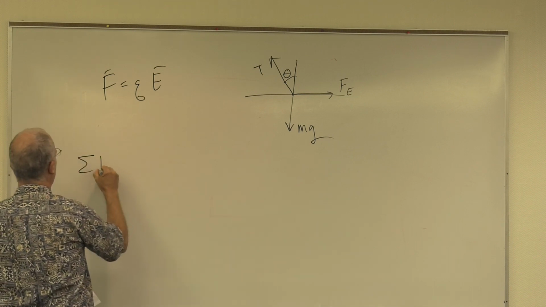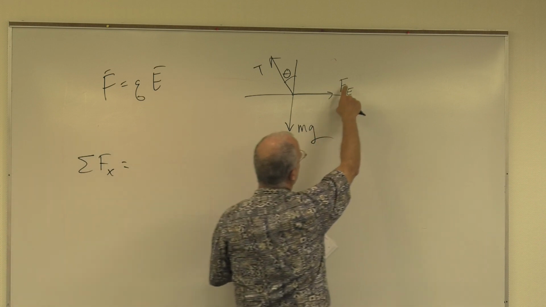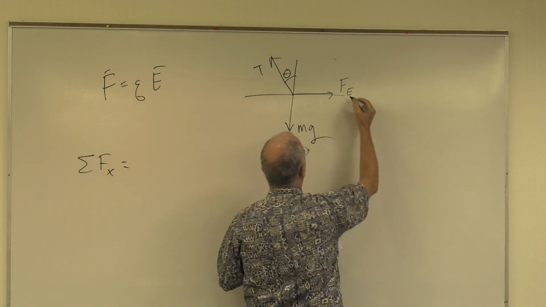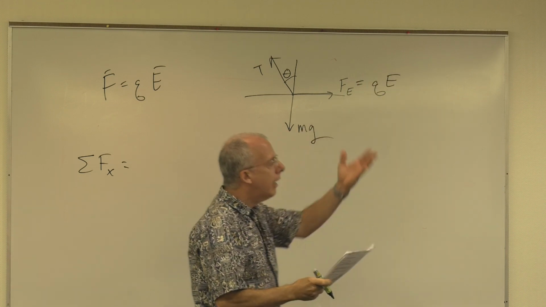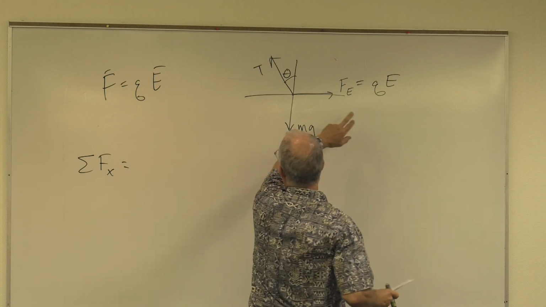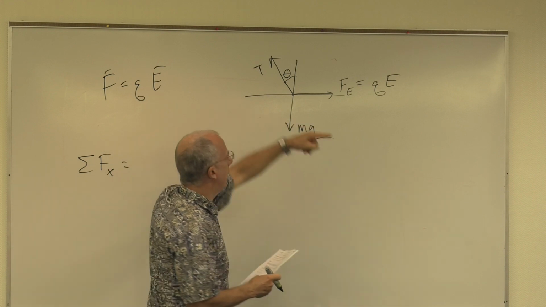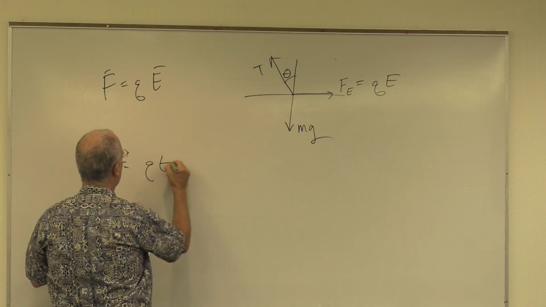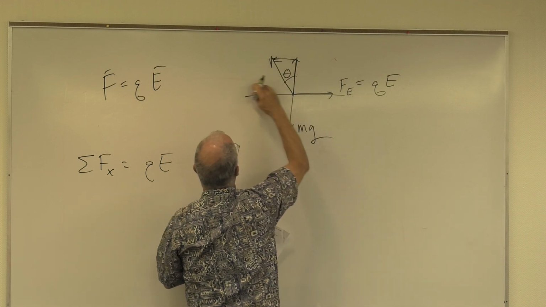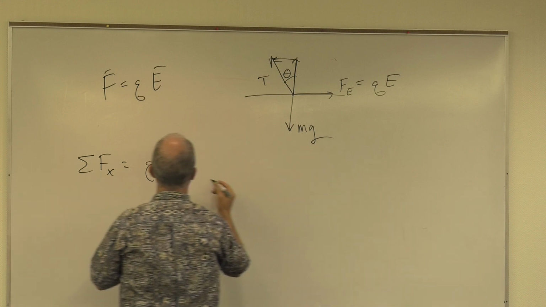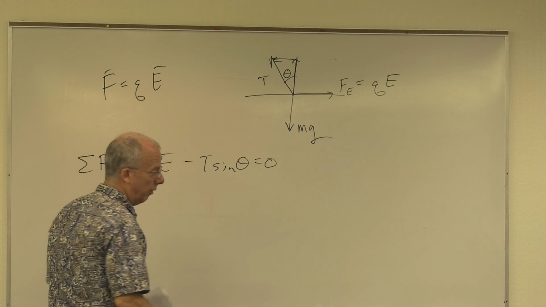So, sum of the x forces. What's the sum of the x forces? But what is FE? It's QE, right? Because they give us the electric field. So we're going to use this equation, F equals QE. So the sum of the x forces, we have QE this way. Now we have this tension, and we've got to resolve it into components. We want this guy, so it's sine. So it's minus T sine theta. That equals 0 because it's not accelerating. It's not even moving.